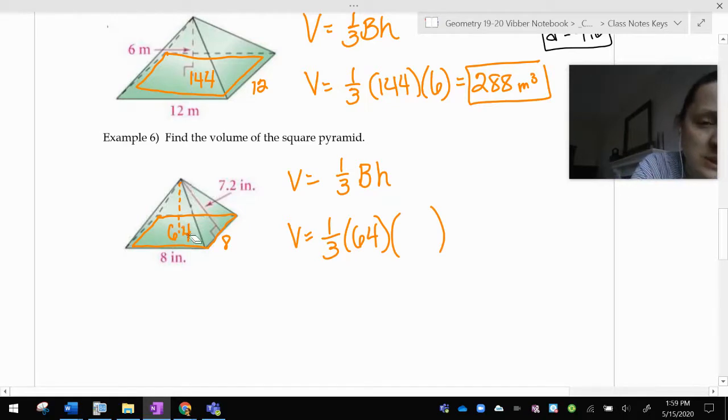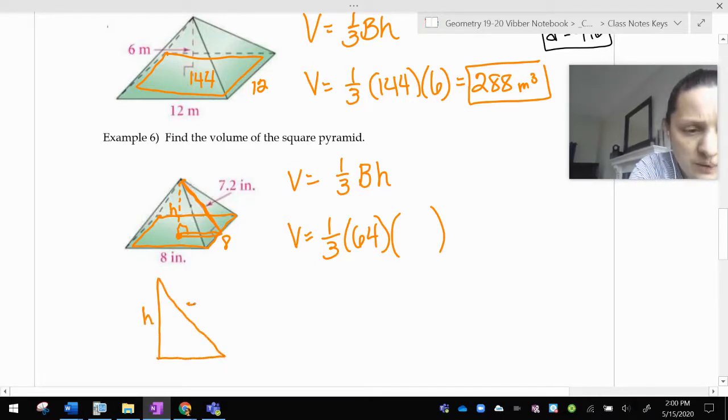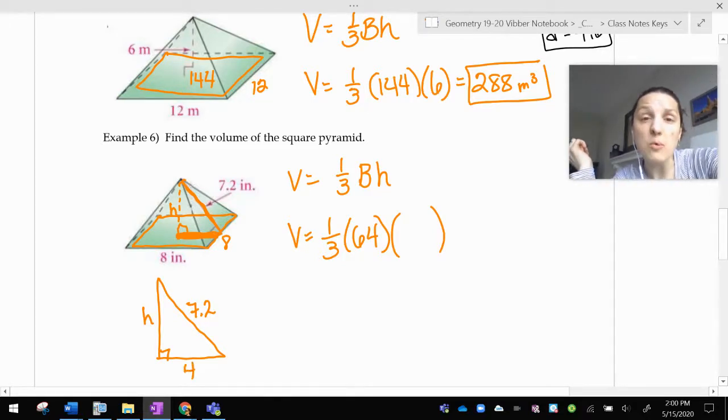I'm going to erase this 64 here and say, you know what? If I come down here, the height I want is right here. This 7.2 is my slant height. And if I draw a line over here, I can make a right triangle. So what I really have is my height is here. The 7.2 is the hypotenuse of the right triangle. And this distance down here is half the width of the square. So that's going to be 4.